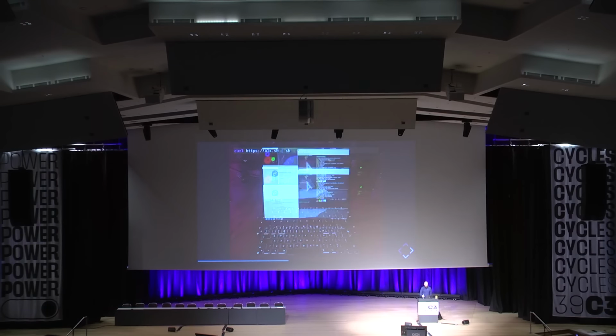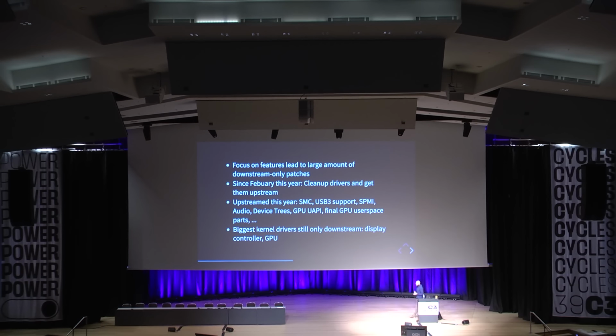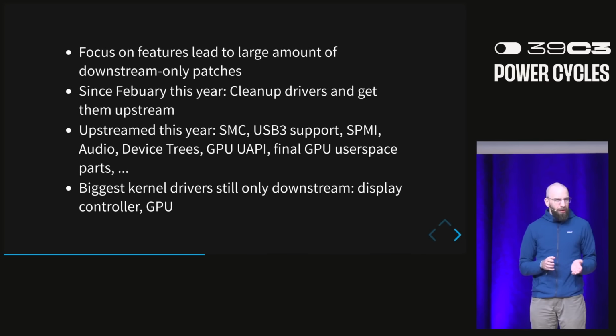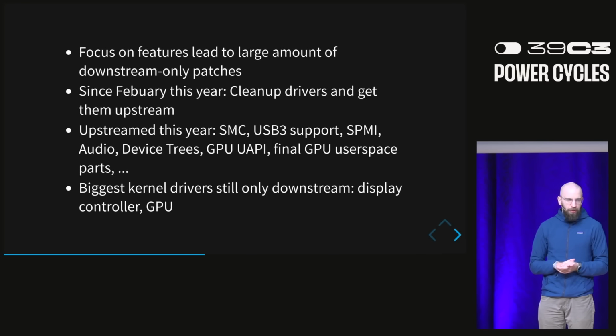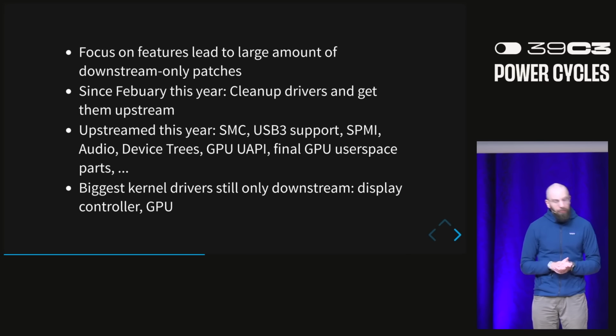Now, like I mentioned earlier, in the beginning there was a lot of feature work. So we built a lot of features, but we didn't upstream these originally. So we had over 1,000 downstream patches in our fork of Linux. And that's just not a great situation to be in.